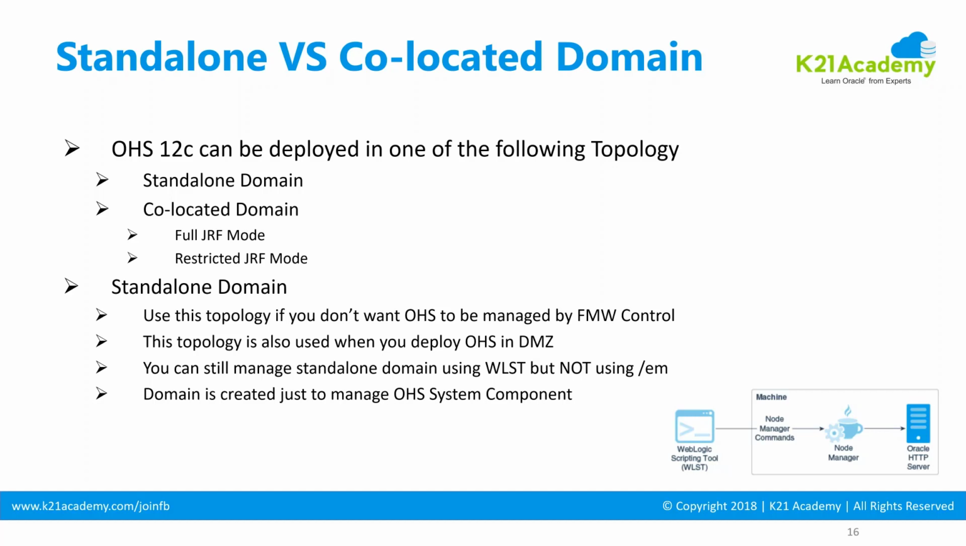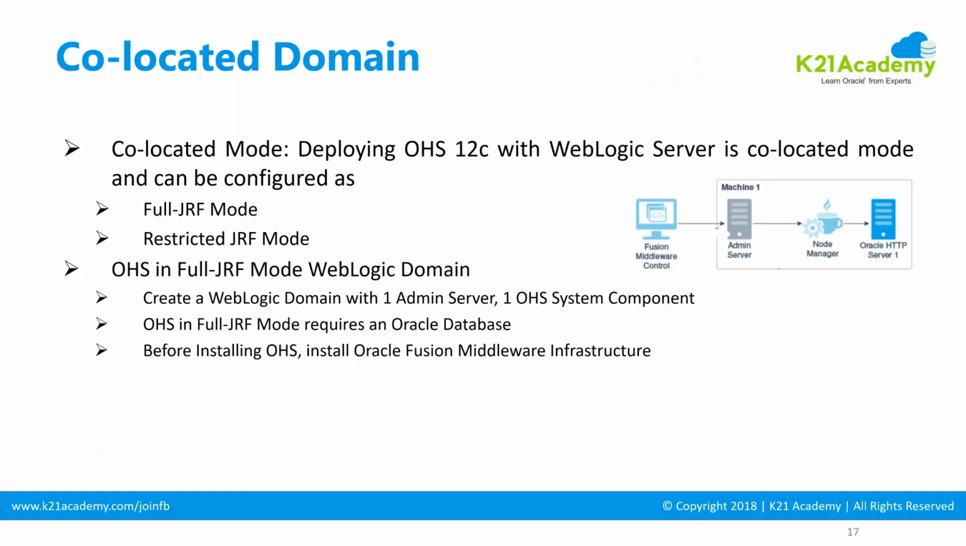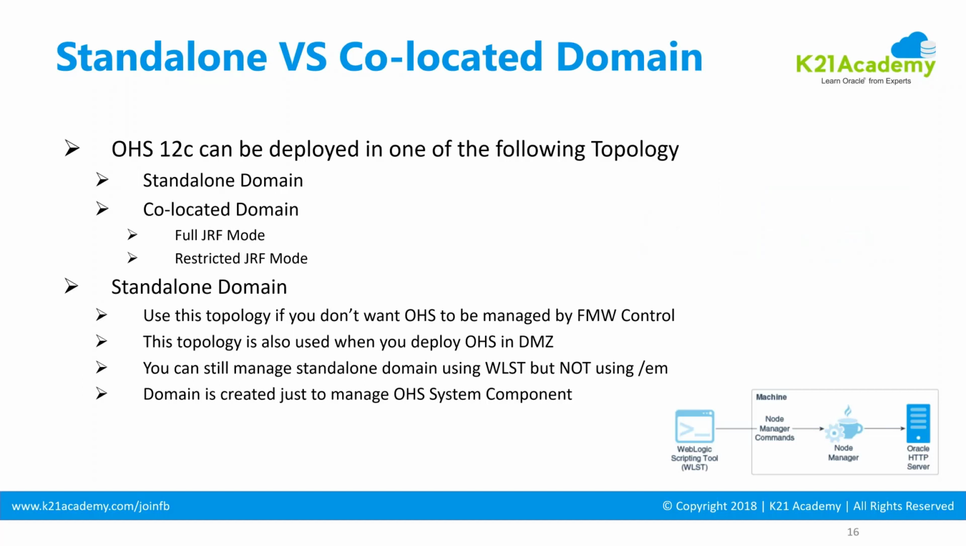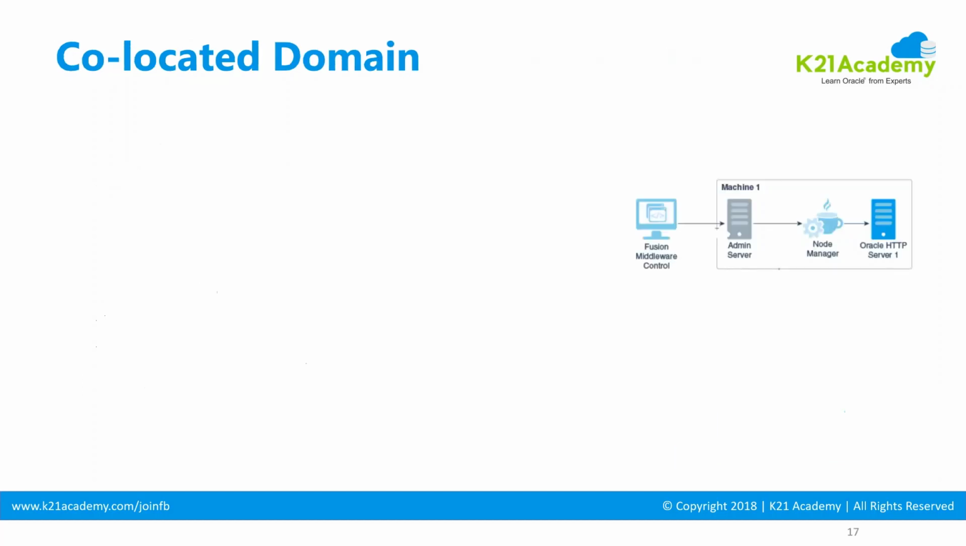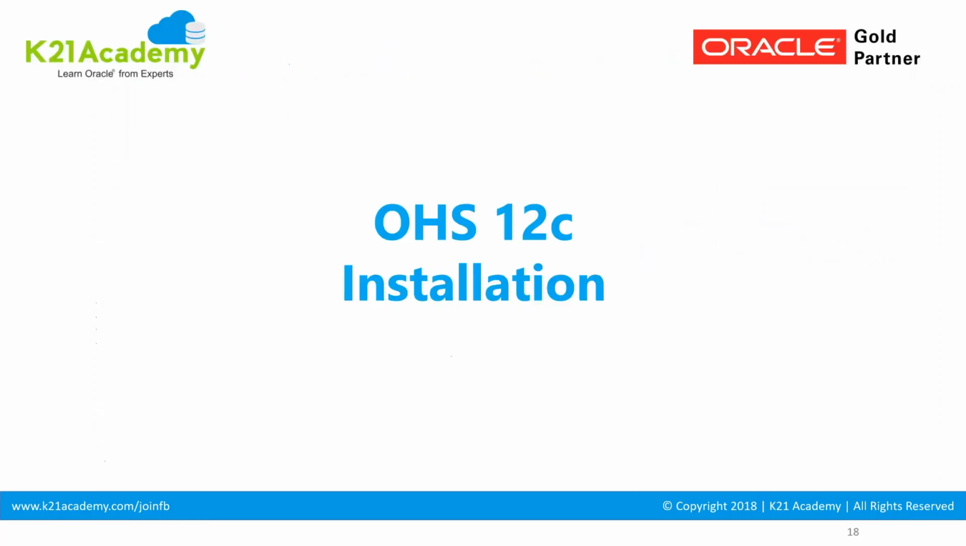So when you're deploying, in co-located mode you're creating a domain with an admin server and a system component. In standalone mode, there is no admin server; there will be a domain, but only for the HTTP Server. So this is all about the co-located and standalone deployment model.